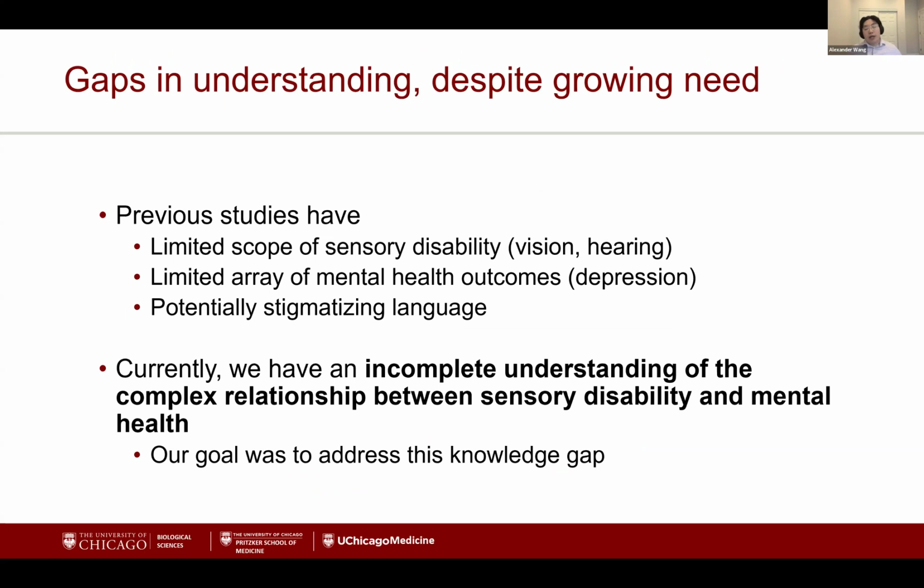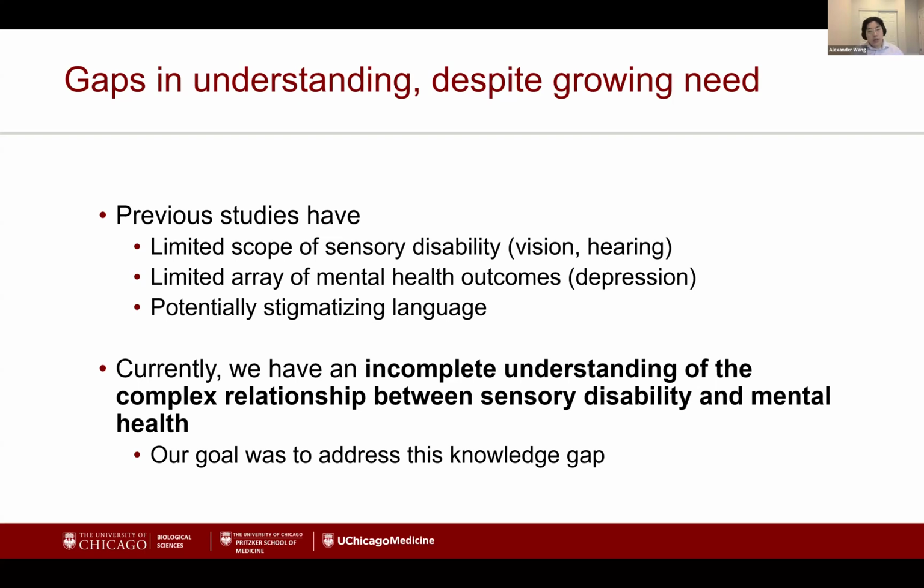And so even though I'm telling all this background information, there's still gaps in our understanding, even though we have a growing need. Previous studies have looked at a limited scope of sensory disabilities. The two that scientists tend to hone in on are vision and hearing. And there's a limited array of mental health outcomes. They most often looked at depression, some anxiety, some loneliness, but they tend to hone in on one sort of mental health scale. And then throughout a lot of these articles, there's potentially stigmatizing language.